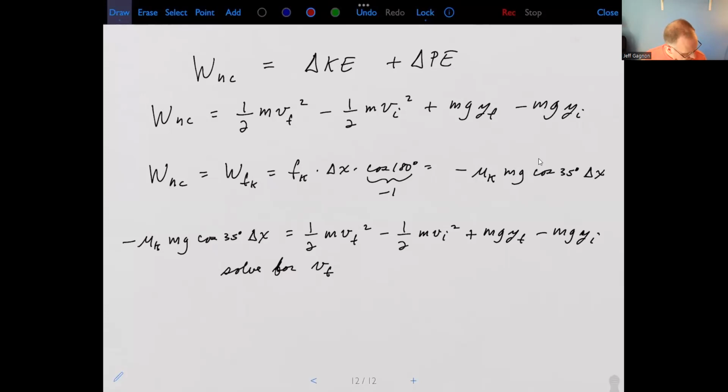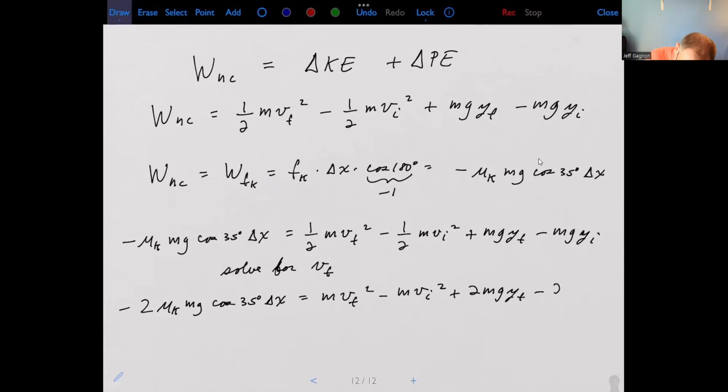Okay, so basically I just need to solve this for the final velocity. It's a little bit of algebra here. What you could do is multiply everything by 2 first. So then this will be -2 mu k mg cosine of 35 degrees times delta x equals m v final squared minus m v initial squared plus 2mg y final minus 2mg y initial. Just multiply everything by 2.